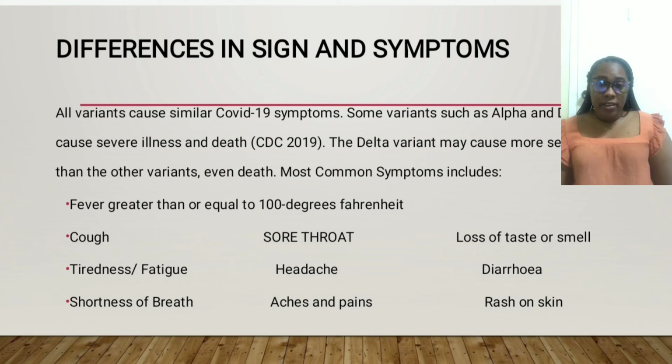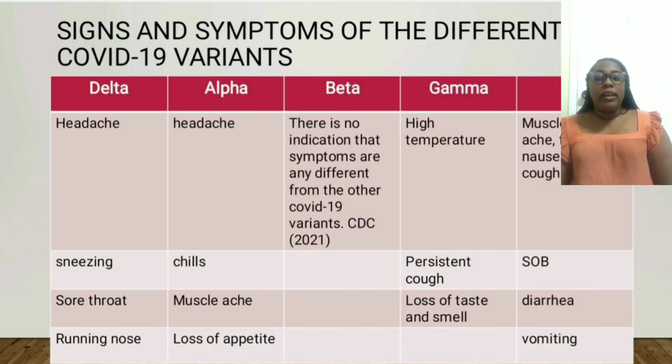Most common COVID-19 variant symptoms include fever greater than or equal to 100 degrees Fahrenheit, cough, tiredness, fatigue, shortness of breath, sore throat, headache, and aches and pains. Symptoms of the Alpha variant include chills, loss of appetite, headache, and muscle ache. There is, however, no indication that symptoms of the Beta variant are any different from the other COVID-19 variants. Delta signs and symptoms include headache, sneezing, runny nose, and sore throat.